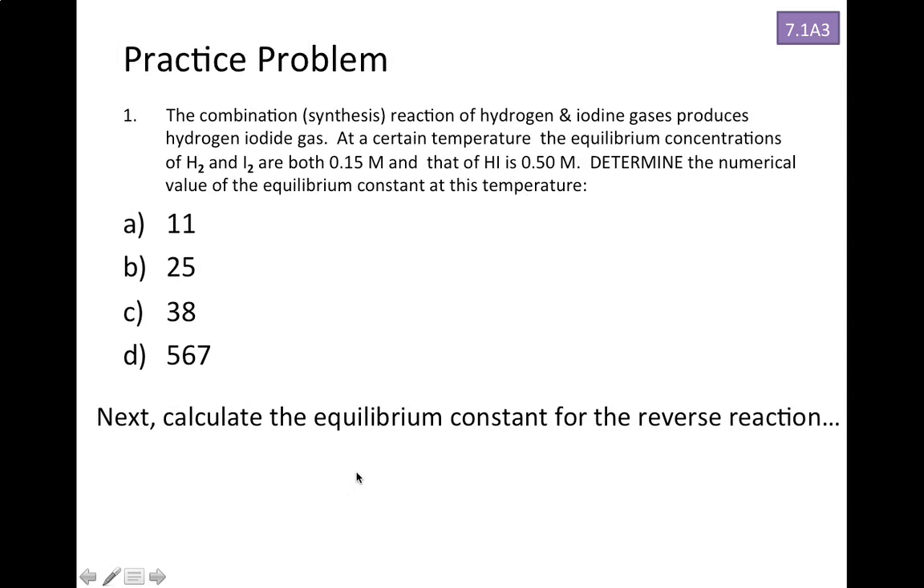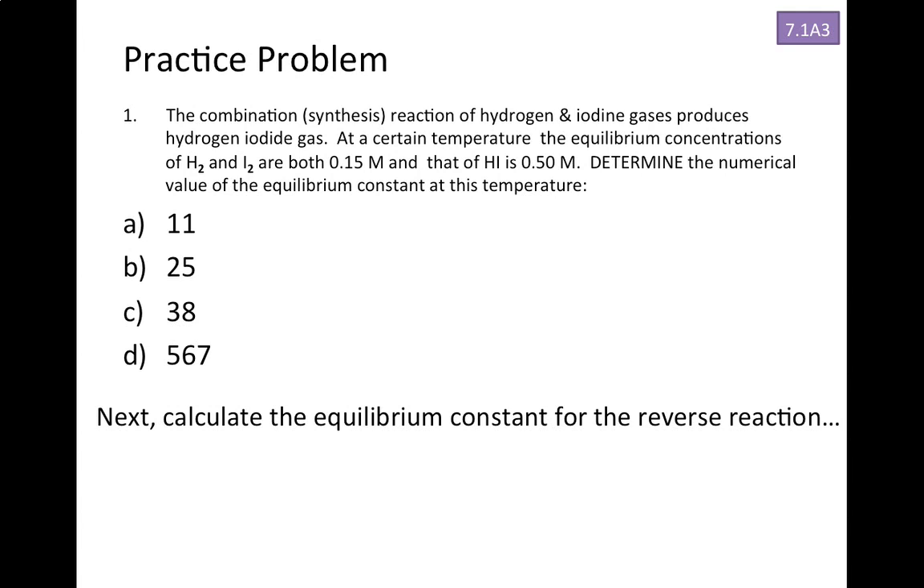Okay, here's a practice problem for us. We've got a synthesis reaction of hydrogen and iodine gases producing hydrogen iodide gas. At a certain temperature, the equilibrium concentrations of the H2 and the I2 are both 0.15 molar, and that of the HI is 0.50 molar. We're going to determine the numerical value of the equilibrium constant at that temperature.